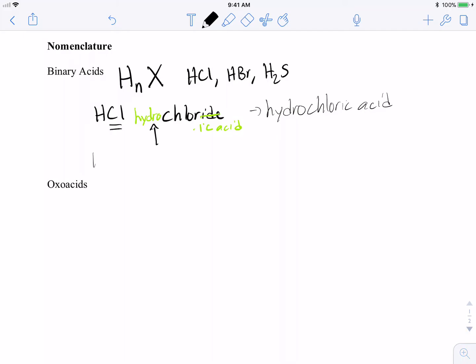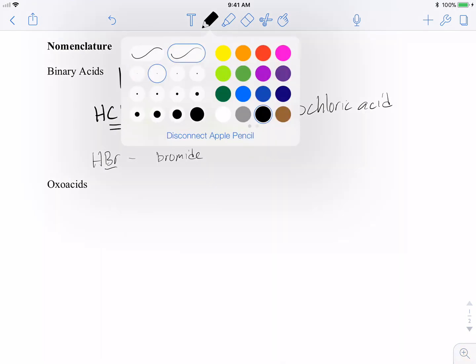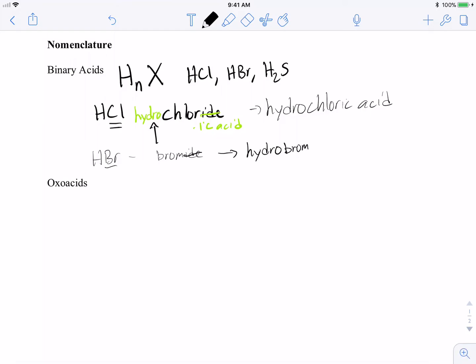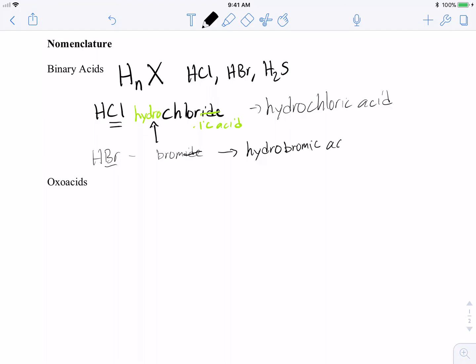Okay, so let's do another. Let's say we have HBr. Br would be the bromide ion. If we're dealing with the bromide ion, we're again going to add hydro out front. Again, remember this is only for binary acids. Hydro, brom, and then we get rid of the "ide" ending, and this becomes "ic" acid. So HBr would be hydrobromic acid.